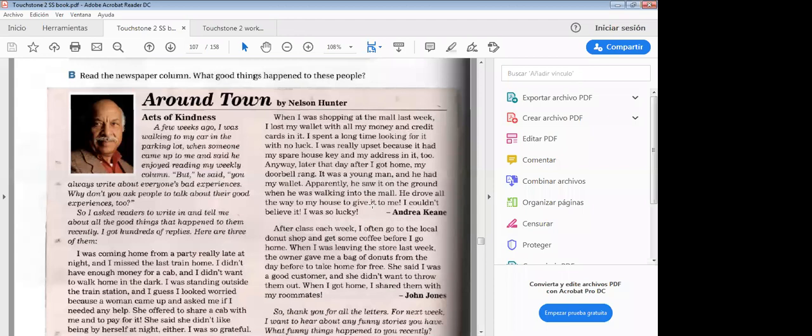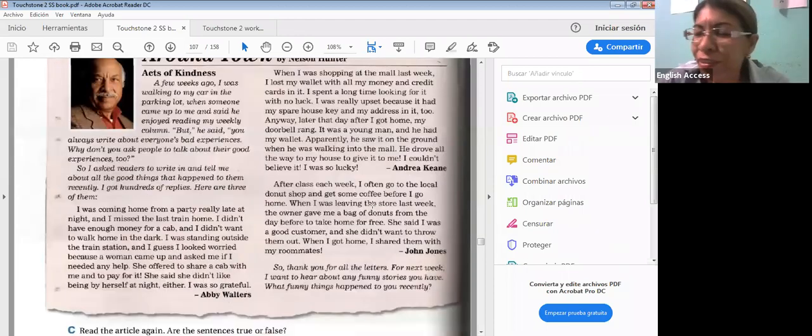It was a young man and he had my wallet. Apparently, he saw it on the ground when he was walking into the mall. He drove all the way to my house to give it to me. I couldn't believe it. I was so lucky. Excellent. Okay.